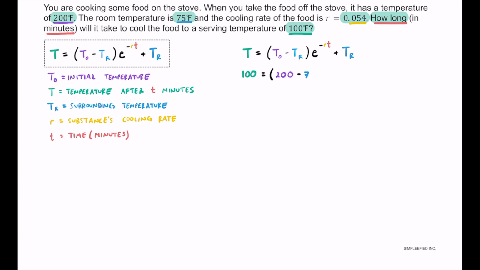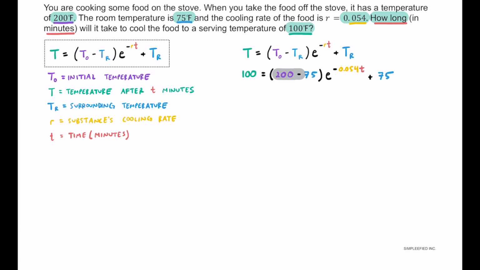So 200 minus 75 is inside the parentheses. Let's go ahead and take that and then multiply that by e raised to the r value. Now r is 0.054. And let's multiply that by t, since we don't know that, that's actually the variable we're looking for, all right? So we're going to go ahead and add the surrounding temperature, which we know is 75 degrees.